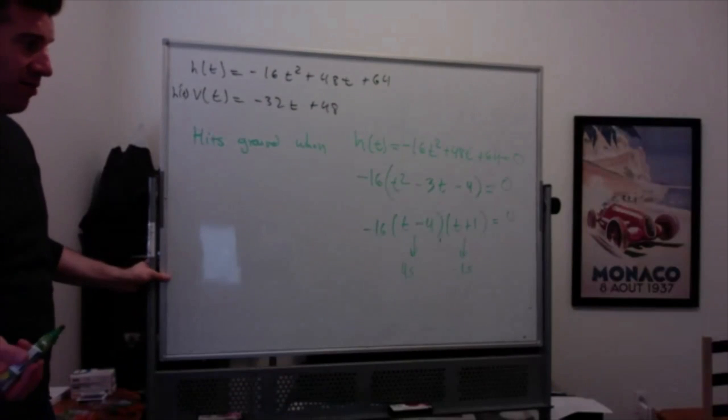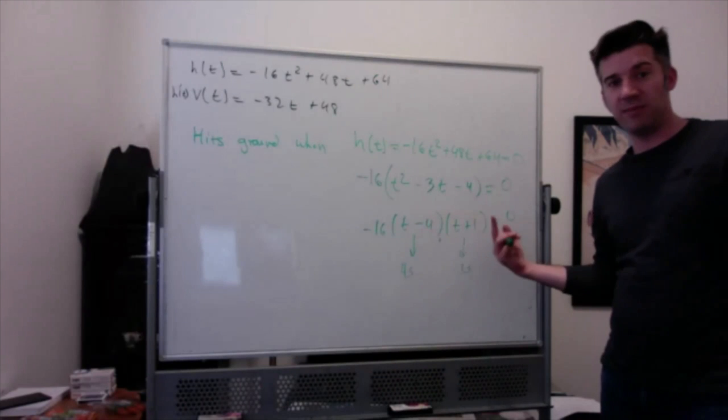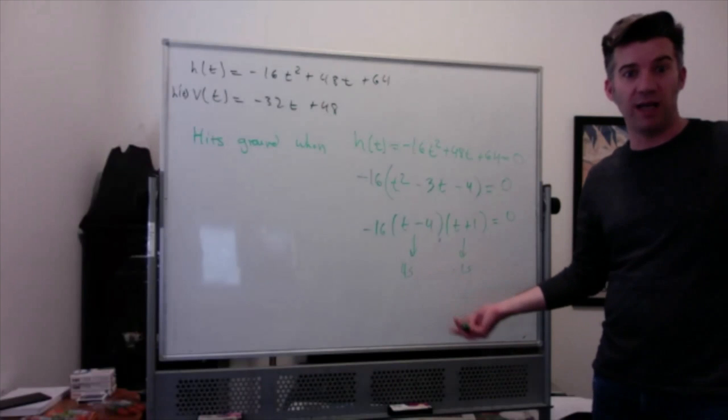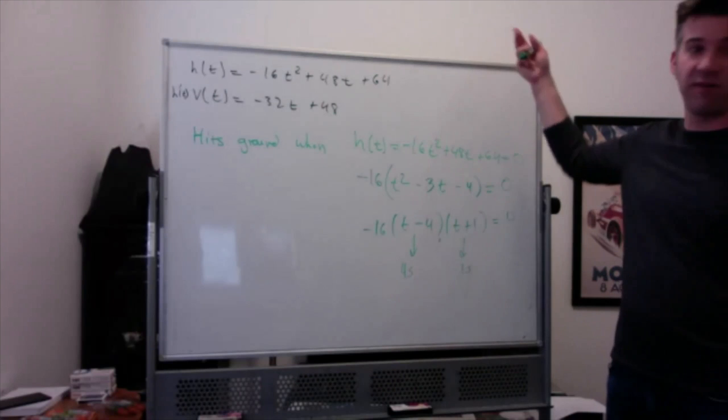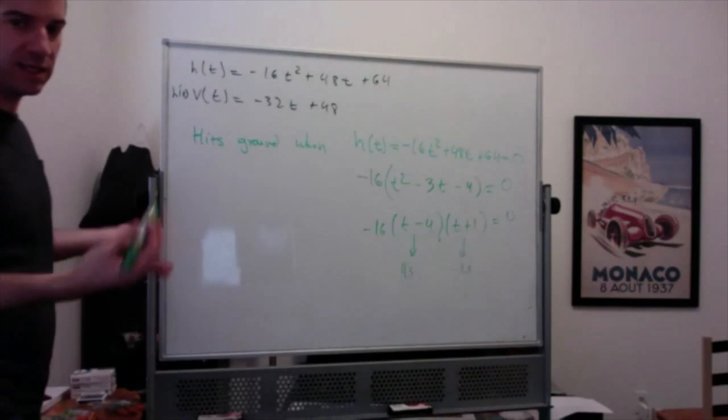I will also point out, with a parabola, the middle of your intercepts is where you get the vertex. The middle of 4 and negative 1 is positive 3/2, which is definitely where we found the highest point. So the usual types of things are making sense here.